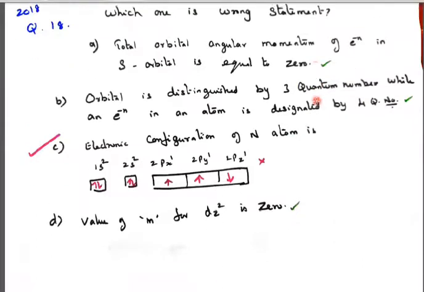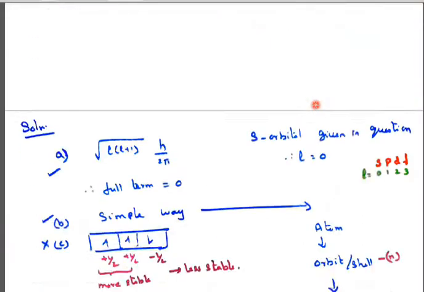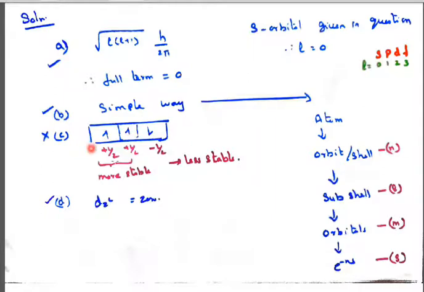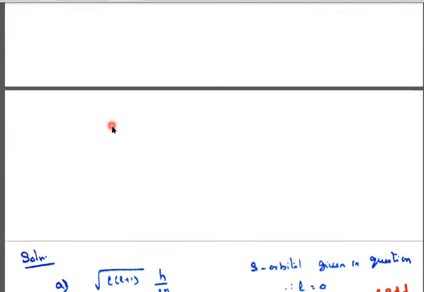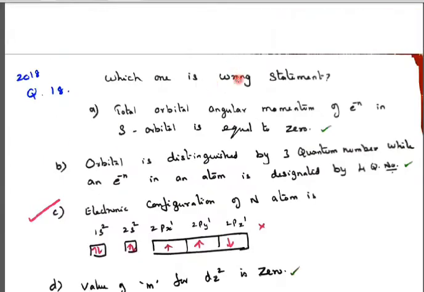This is the correct answer. But when you come to this one, I already told you that the upward direction of the spinning of the electron is more stable and the downward direction of the spinning of the electron is less stable. So it is a wrong statement. And d z square, that too is a correct statement. But in the question they have asked which is the wrong statement.